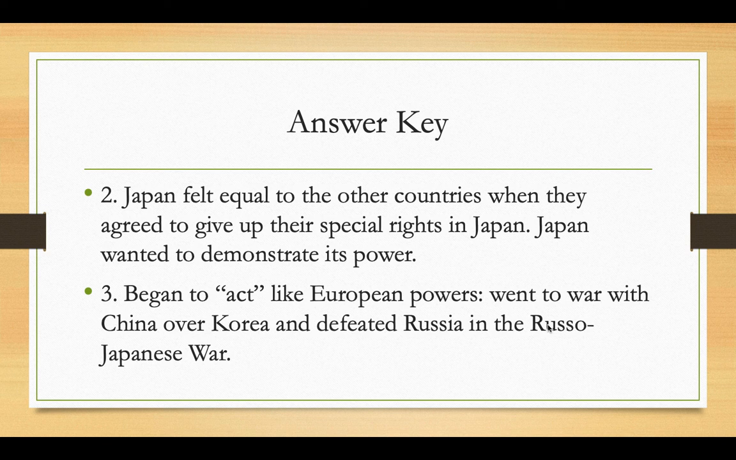And then our third question: what method did the Japanese use to modernize? They began to act like European powers. Not only did they model their government, their navy, and their school system after great powers, whether European or even the US with the public schools, but they also started to behave like them, expanding their power and taking over territories.